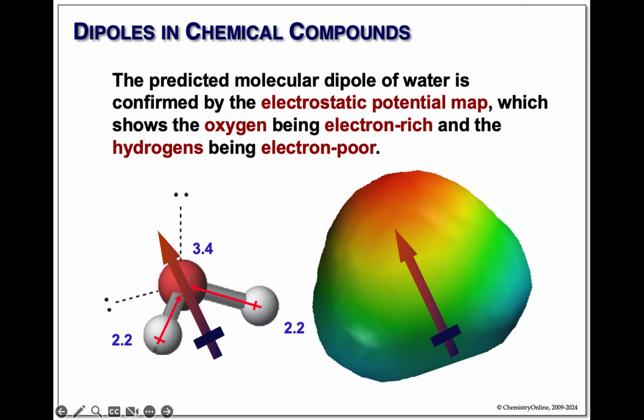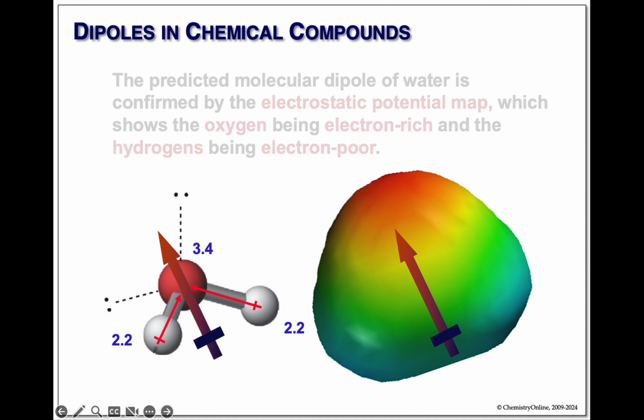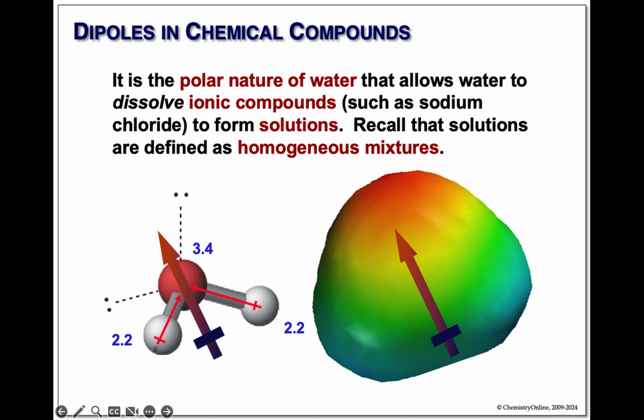This is the thing that makes water so special. This is the reason that life can exist, to be very basic about it. It's also the reason that water can dissolve ionic compounds, such as sodium chloride. It dissolves them, makes a homogeneous mixture or a solution.